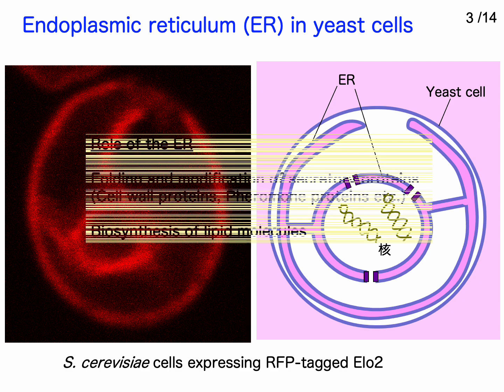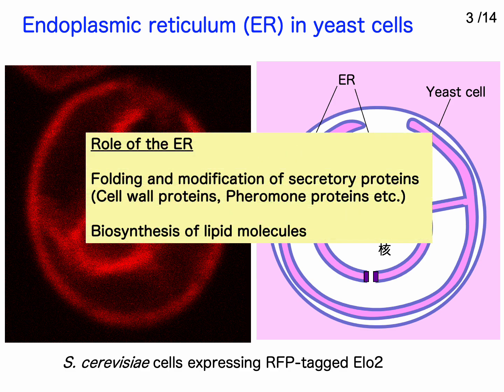The main role of the ER is to serve as the place where proteins secreted outside the cell are folded and modified. Many proteins, such as cell wall proteins and pheromone proteins, mature in the ER and are transported out. In addition, various lipid molecules are biosynthesized on the ER.